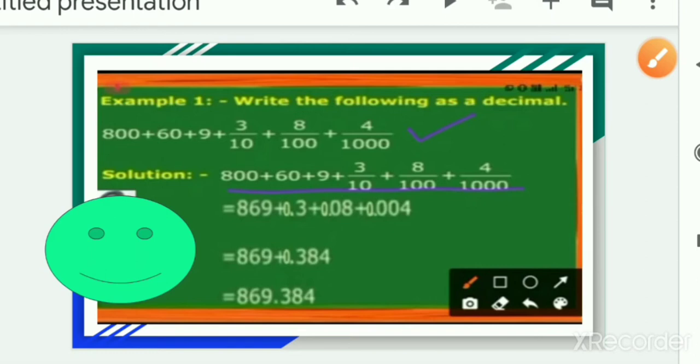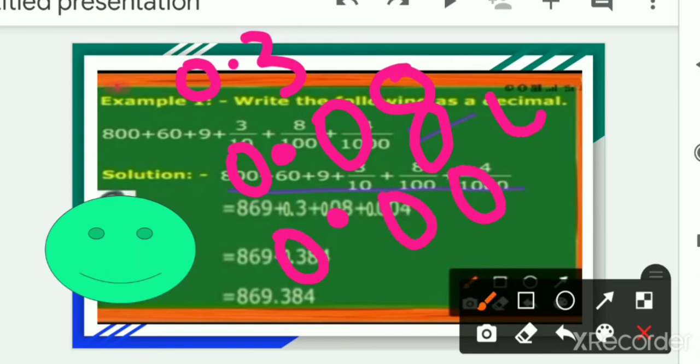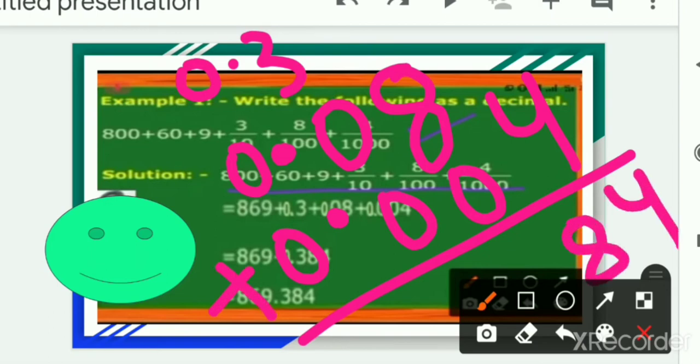Let's see. It is 0.3. Next we have 0.08. The point should come below the point. So we have the point here, and we have 0.08. The numbers should not change, only point below point. Next we have 0.004. Now add all these numbers. 4 with 4, 8 with 8, 3 with 3 will come, then the point and 0. So we have 0.384.